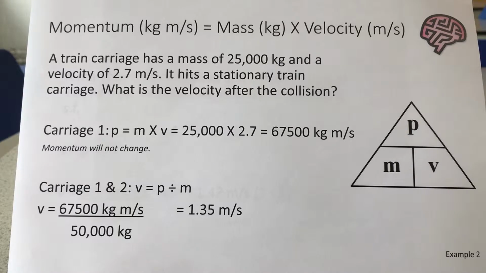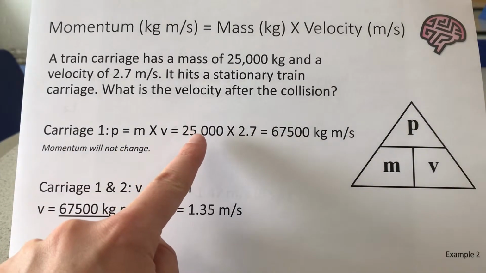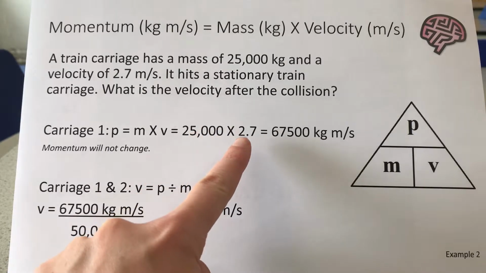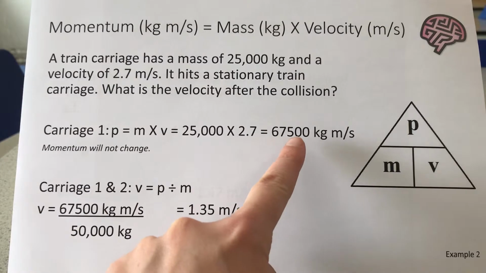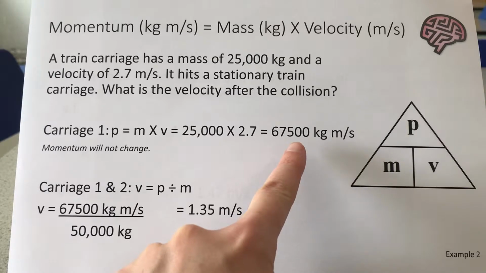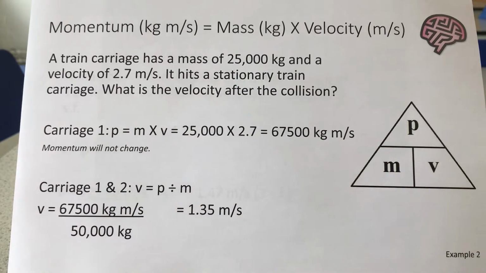Okay, we need to work out first of all the momentum of carriage 1. So momentum is mass times velocity, and the mass was 25,000 kilograms and the velocity was 2.7 meters per second. That gives us a momentum of that one carriage on its own at 67,500 kilograms meters per second. Now, the momentum does not change.